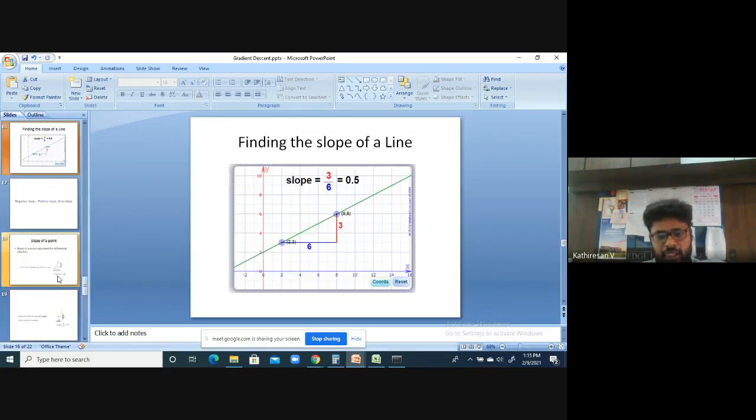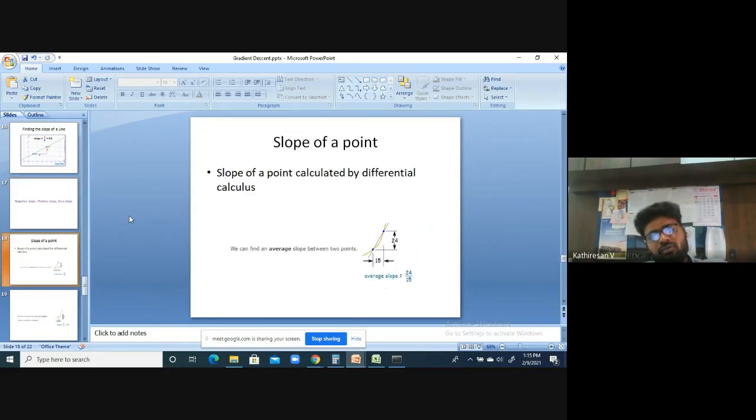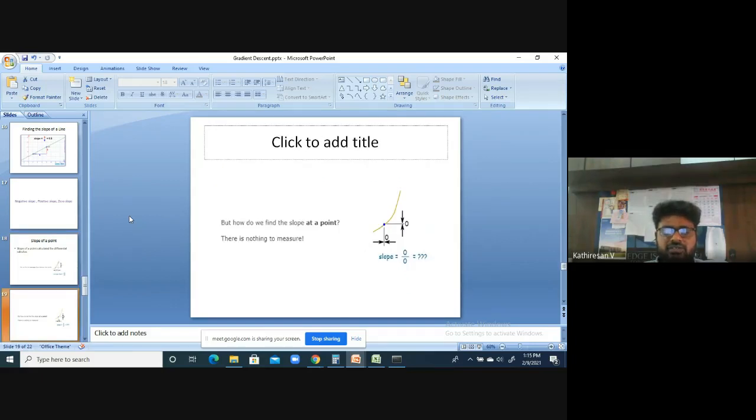See here, change in y is 3, change in x is 6. So 3 by 6, 0.5. Okay, this is the answer. But finding the slope of a point is difficult. If you use the same formula, change in y divided by change in x, you will get 0. So this is not the perfect slope.